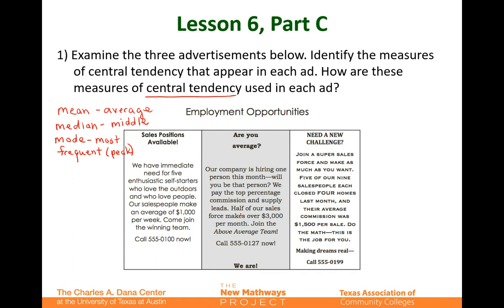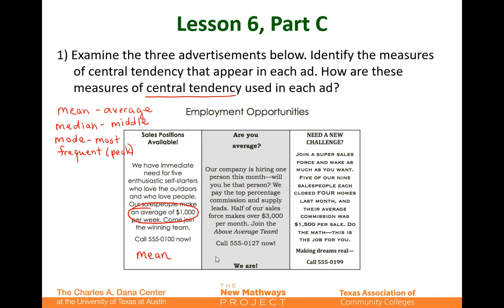So the first is sales positions available. We have immediate need for 5 enthusiastic self-starters who love the outdoors and who love people. Our sales people make an average of 1,000 per week. So here they used an average or a mean value. Remember, that means some people may make less than 1,000. Some will make more.